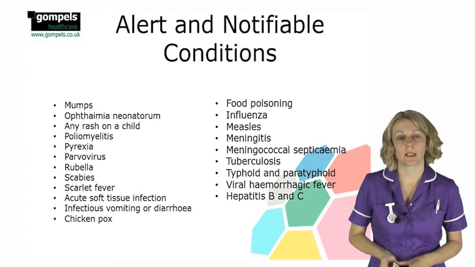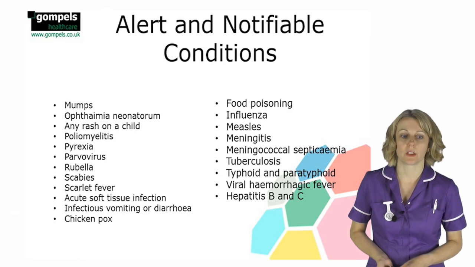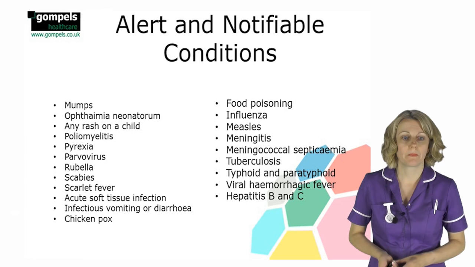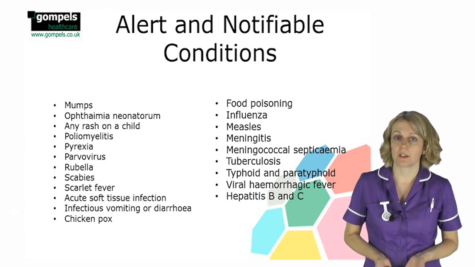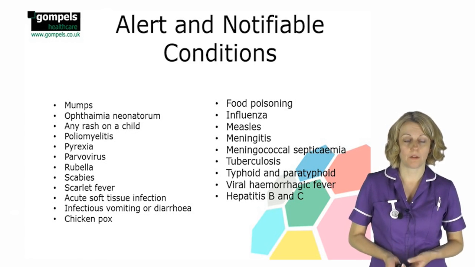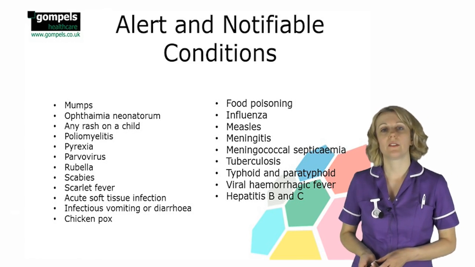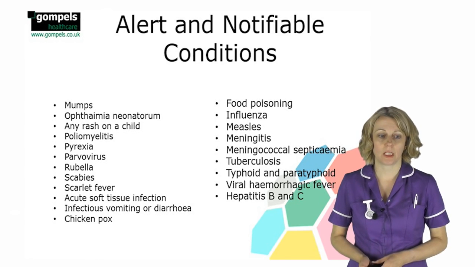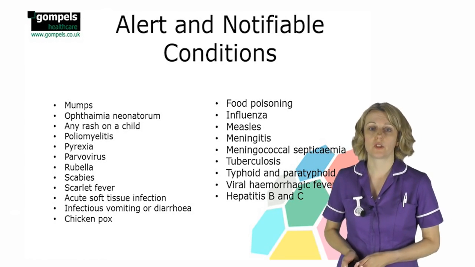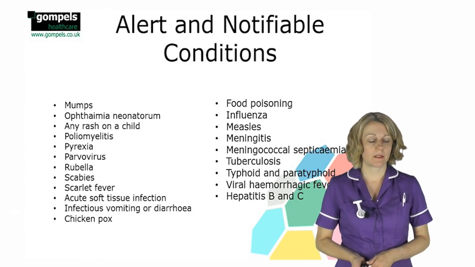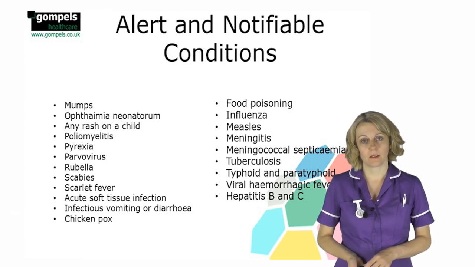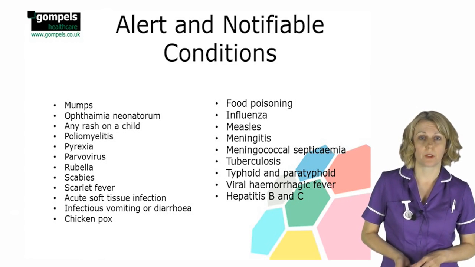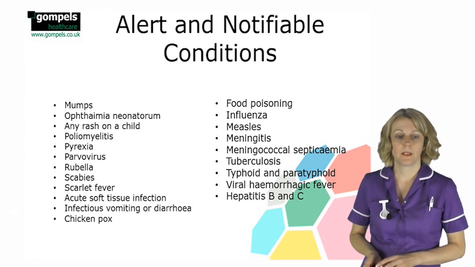We're just going to have a quick look at alert and notifiable conditions. So alert conditions include mumps, ophthalmia neonatorum. Any rash on a child needs to potentially be looked at. Polio, pyrexia, which is a high fever or temperature. Parvovirus, which is also known as slapped cheek. Rubella, also known as German measles. Scabies. Scarlet fever, which again is currently on the increase. Any acute soft tissue infection will require assessment by a medical professional.